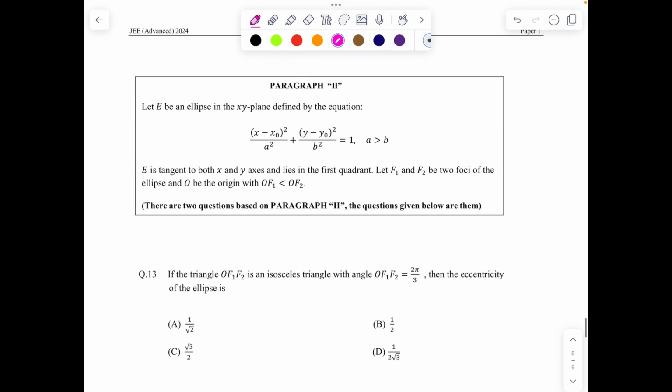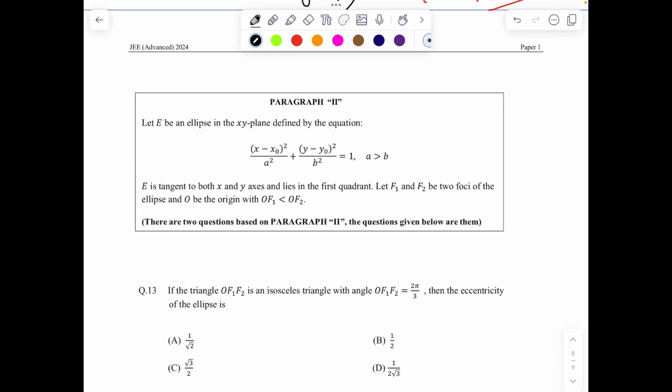Now ellipse: either you read the question and postpone it for the last, if you are not comfortable in coordinate geometry, or if you are comfortable, then the ultimate motivation you have is that you have extended ellipse or parabola in the syllabus.